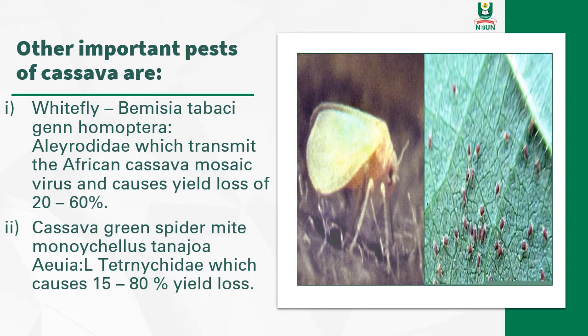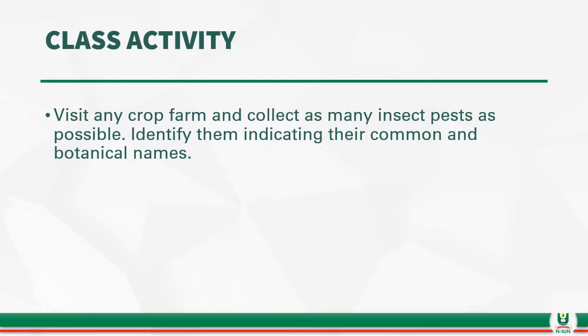Other pests of cassava are the white fly, that's the Bemisia species, and the cassava green spider mite. So what this white fly does is to transmit the African cassava mosaic virus. It is very, very dangerous because it causes 20 to 60% loss of cassava plant. And this cassava spider mite also causes 15 to 80% loss.